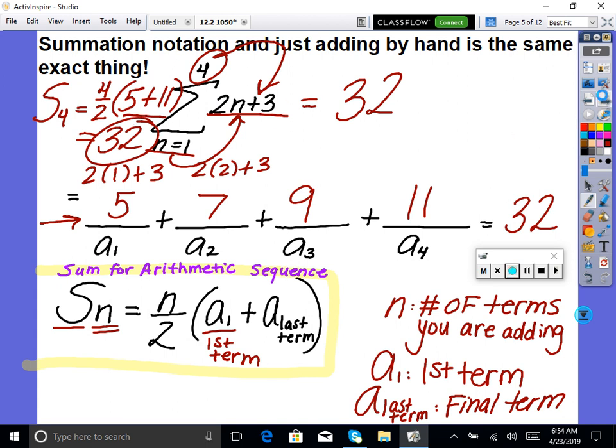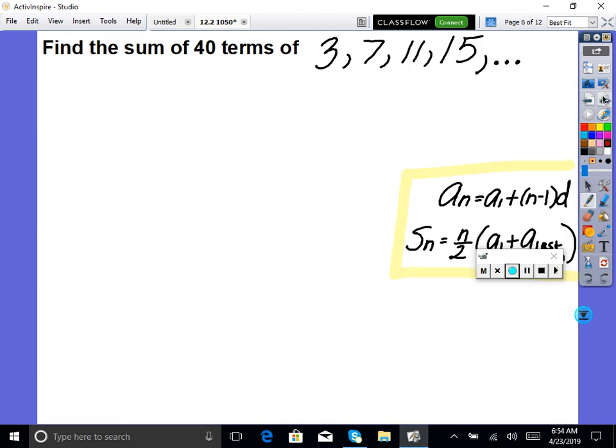Okay, so from here on out, we're going to use that formula. So let's read this. It says find the sum of 40 terms. So how many terms are we summing up? So the sum of 40 terms is equal to 40 over 2 times a sub 1. What is the first term in this sequence? 3. Agreed? Then plus, what's the last term?